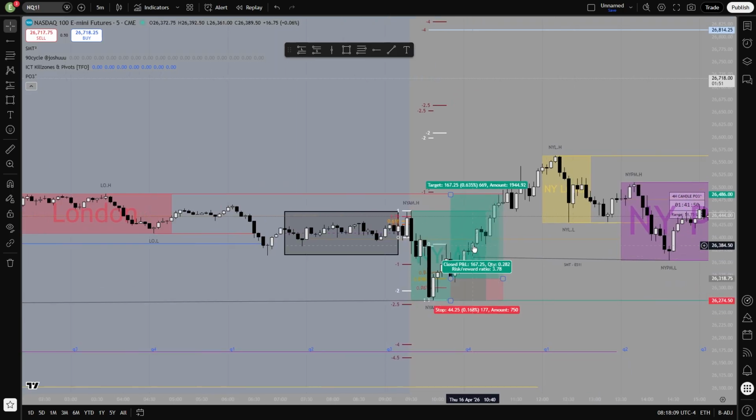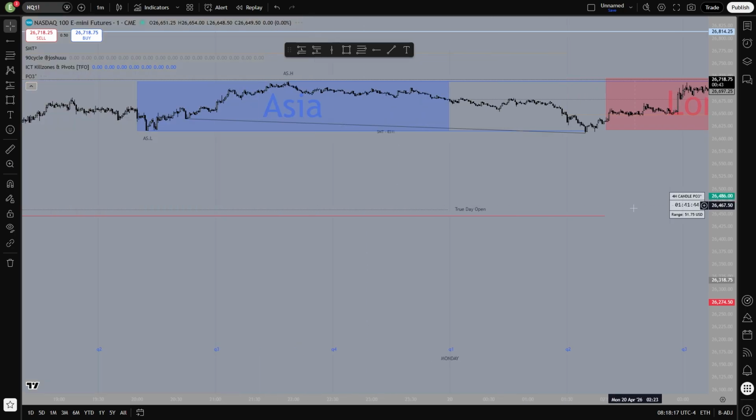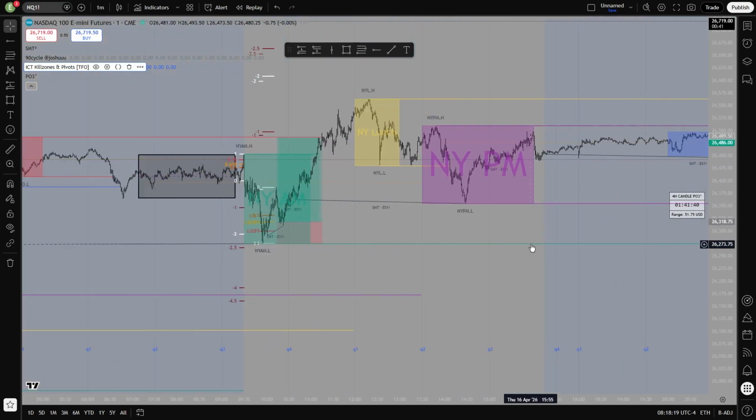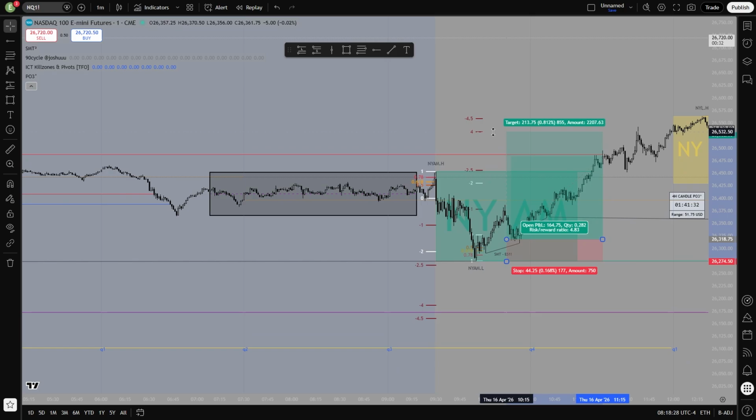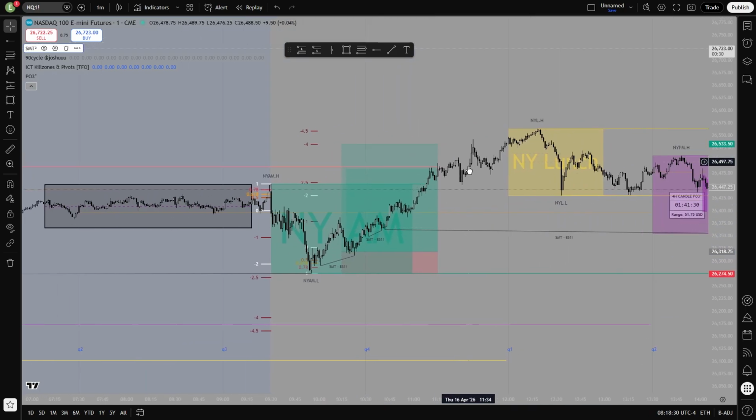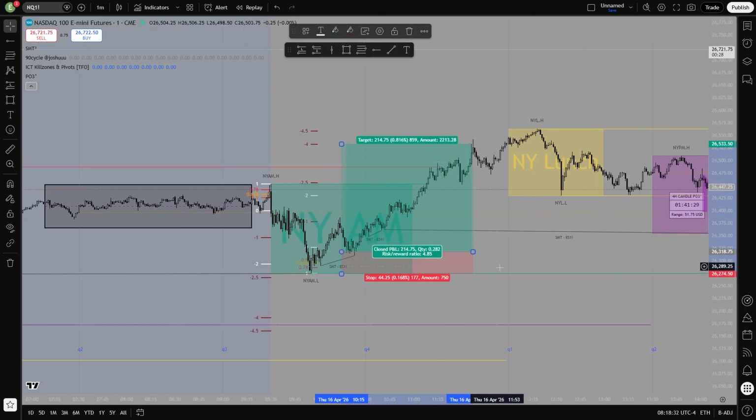area. We can also scale down to the 1-minute time frame and take a smaller fib like so, and we can hold it to our -4 if we wanted to, which ends up playing out.